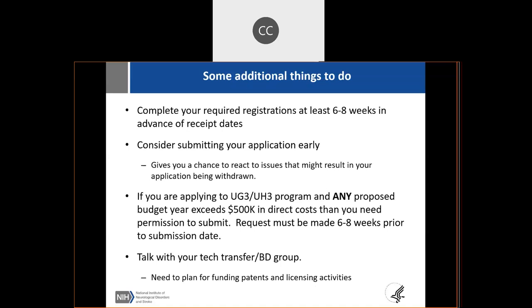So if I see something wrong with your application, I can contact you, and I try to look at these applications as they come in. But if you submitted on the last day, obviously you're not going to have time to react to anything I have. If you're applying, as I said, to the UG3/UH3, any year the grant goes up over 500K, you need to make sure that you request permission to come in and provide me a detailed budget application.